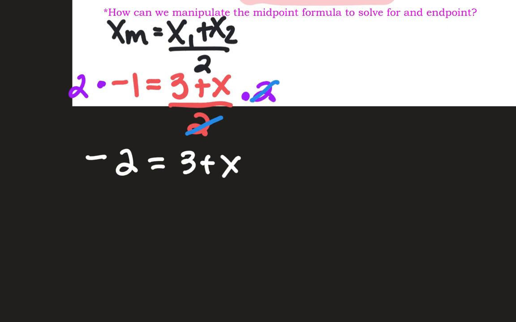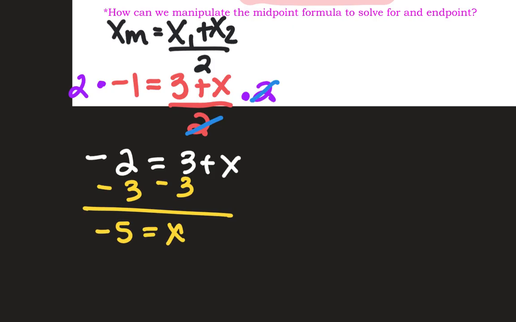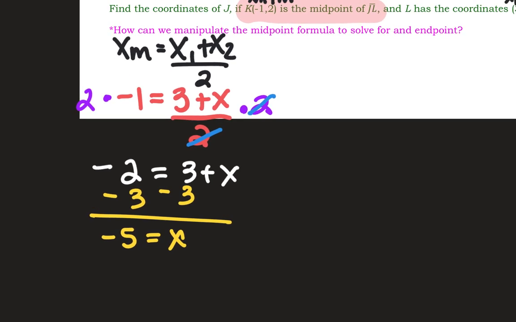Subtract the 3. So x is equal to -5. Good. We found the x. Now we have to figure out the y. Okay? So now let's do the y's.